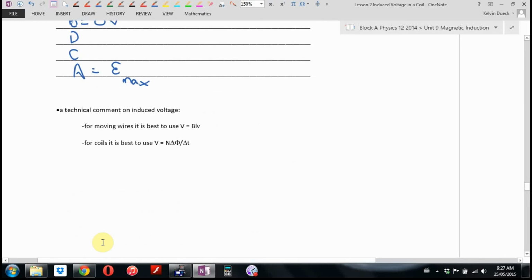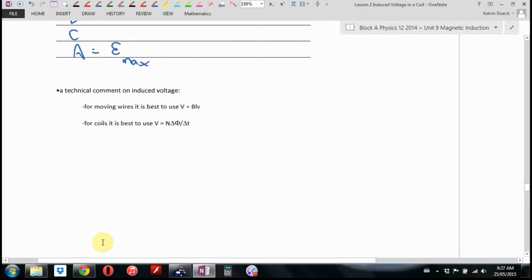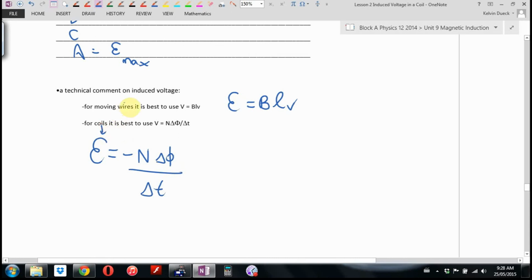So, technical comment on induced voltage. For moving wires, it's best to use the motional voltage equation; for coils, it's best to use Faraday's law. Although you could use Faraday's law for wires, because I told you it's actually the area behind the wire that's changing, and there is a way to crunch all that, but you need calculus, and we'll leave it alone.